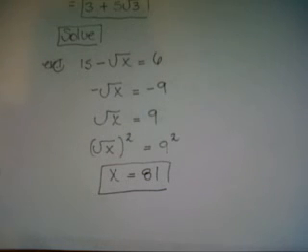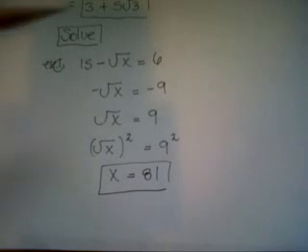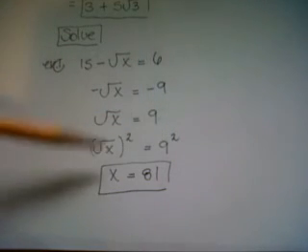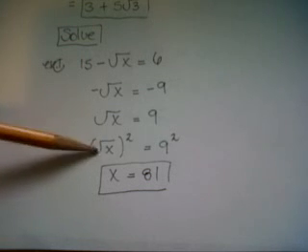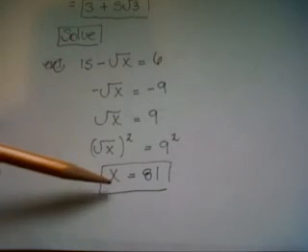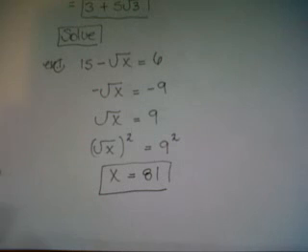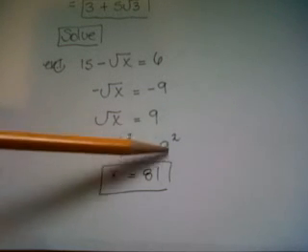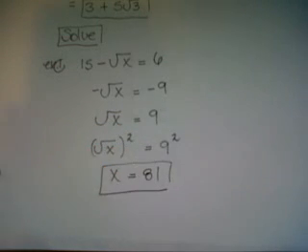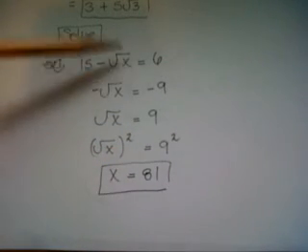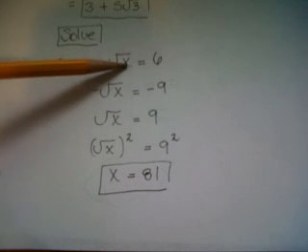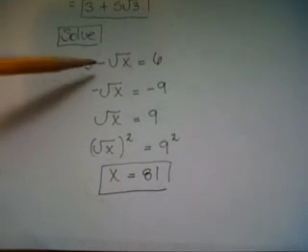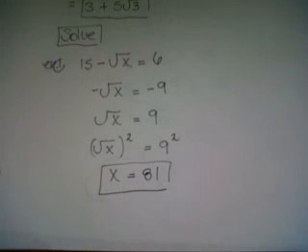Well, what I can do is this little trick that says, hey, if I square the left-hand side, I can square the right-hand side. So if I square the left-hand side, I know that the square root of x squared is just x, because that was one of our little formulas. But if the square root of x squared is x, I have to square this side also, and 9 squared gives me 81. So if I were to plug 81 back inside here, well, what is the square root of 81? It's 9. So 15 minus 9 does give me 6.